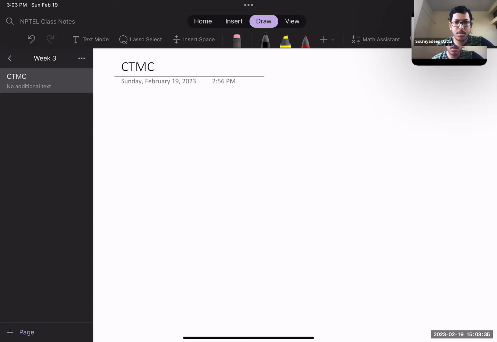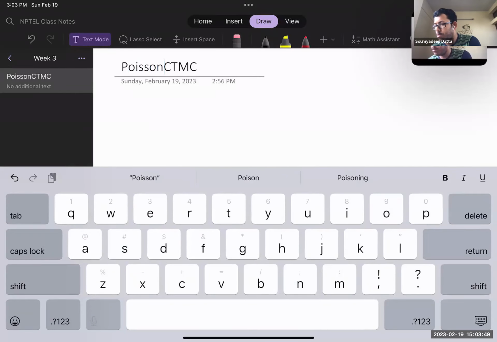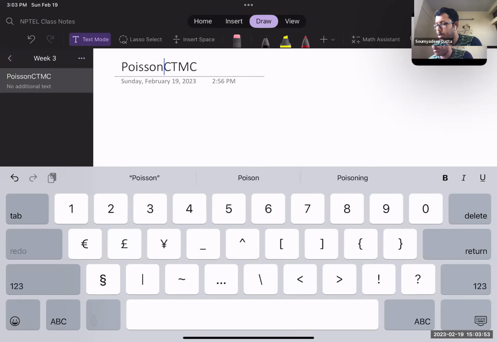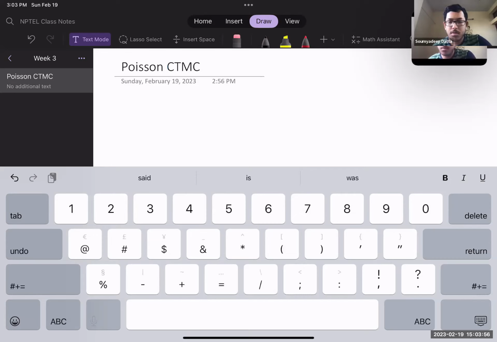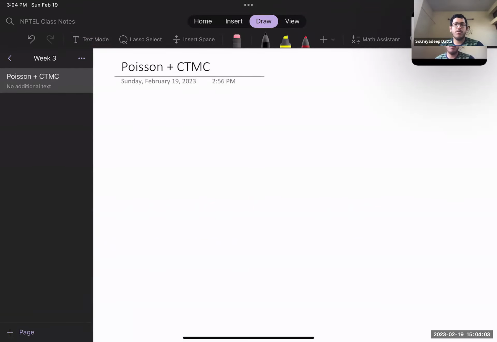Okay, I think I'll start. So this week we'll be covering the content of week 3. So this is the agenda for today. We'll be covering some properties of Poisson and exponential distributions that we would need for various proofs. And then we'll also be covering the theory of continuous time Markov chains, and we'll solve some problems.